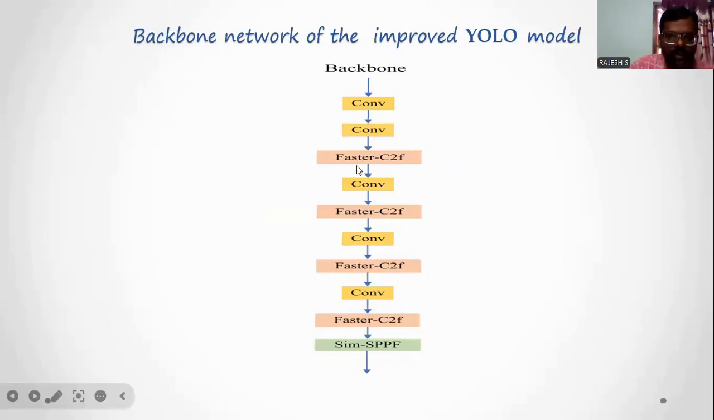Now coming to the Faster CTF block. It is nothing but the faster version of the CTF block used in YOLO object detection models. It can detect complex shapes like parts of the object, such as face, wheels, hands, etc.